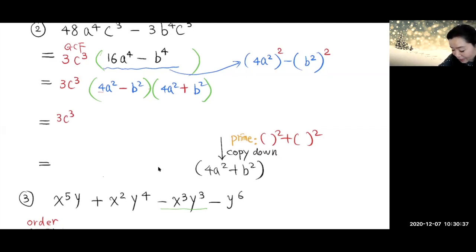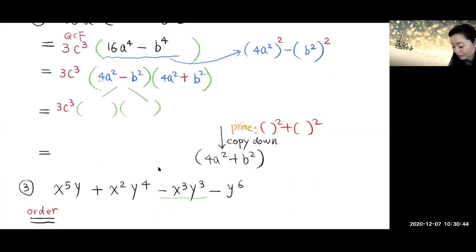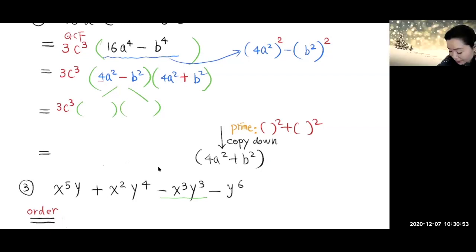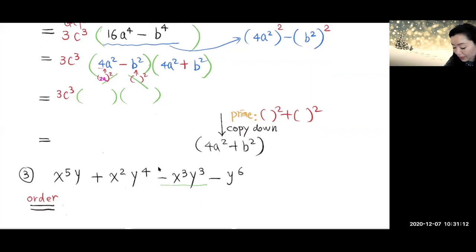Okay, let's see. What do we get here? What does this factor into? 2a minus b. Yes, we got it. So this one here is the square of 2a. This is the square of b squared, right? So it's a difference of 2 squares. So you have 2a and b, 2a and b. The first one will be minus, and the second one will be plus.